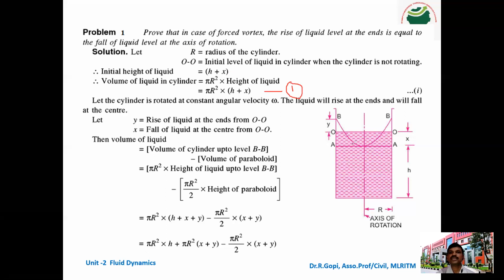Next, after rotation. That means after rotation, what happened? A vortex is formed. Now, under this condition, we have to calculate the volume. So, how to calculate volume? First, calculate volume up to this height. Next, minus this portion.